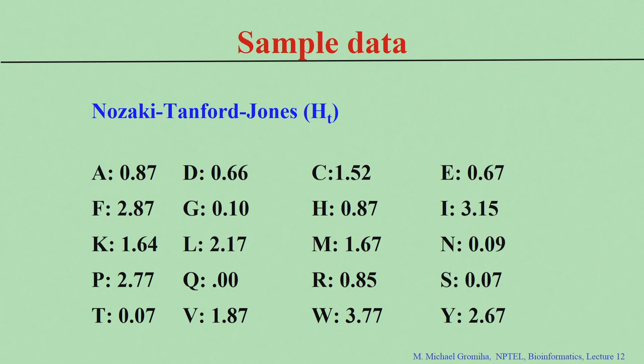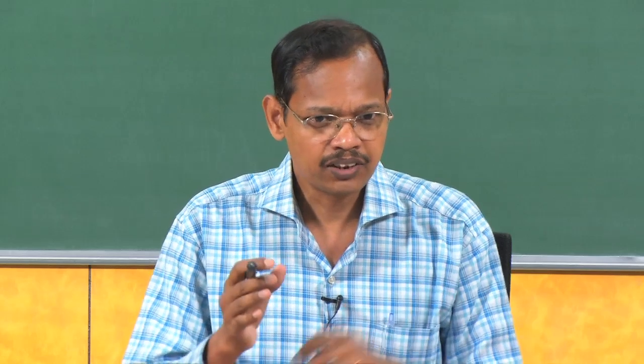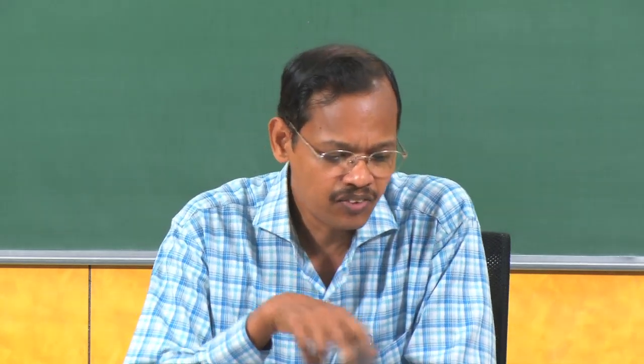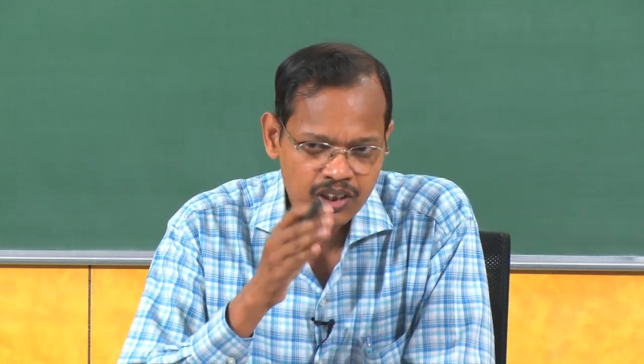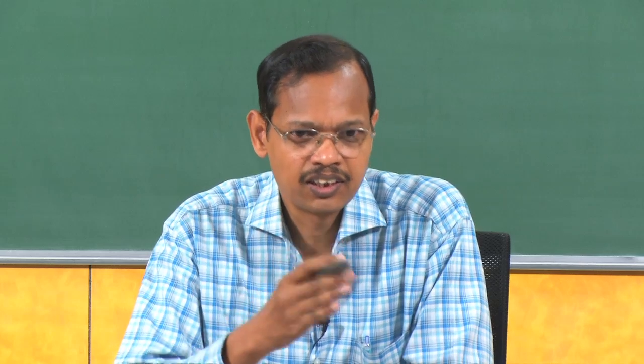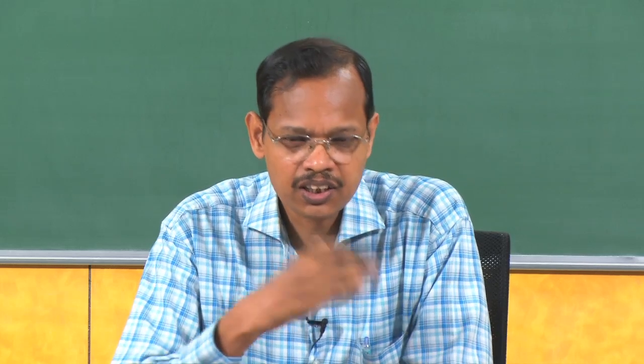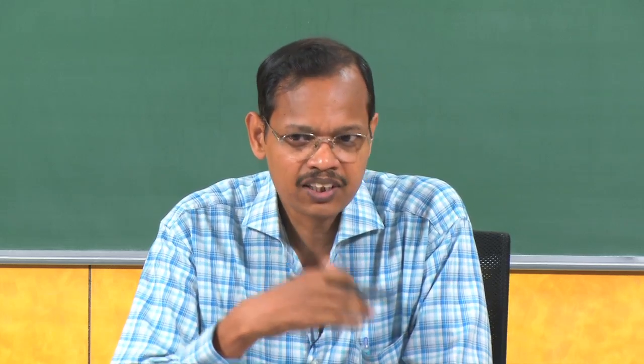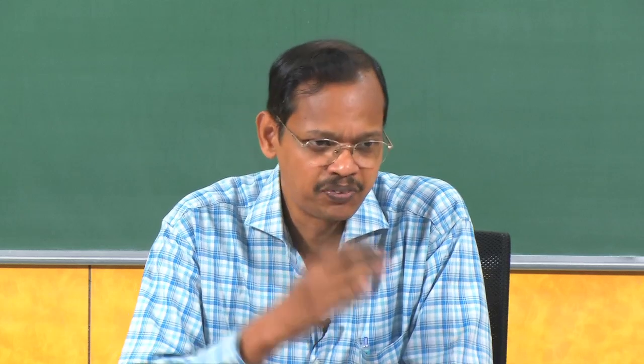One is the Nozaki-Tanford Jones scale. This is the first scale derived for the 20 different amino acids experimentally. Directly we cannot calculate the hydrophobicity values. So, they did it in an indirect way, that is, the relative solubility of each amino acid residue in water as well as in ethanol. So, they measured the relative solubility, right, and converted the solubilities into hydrophobicity.